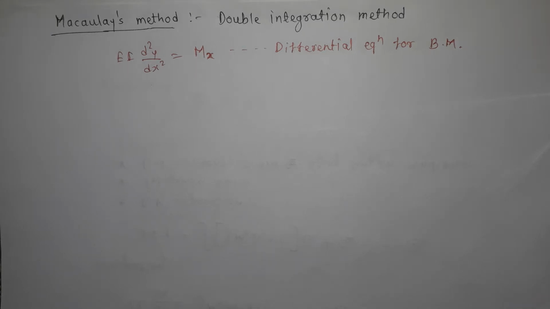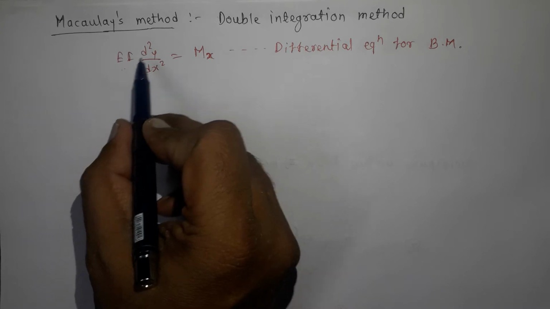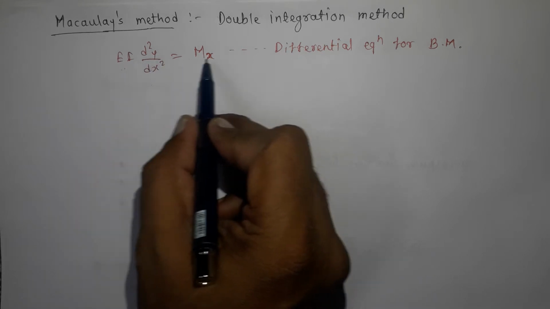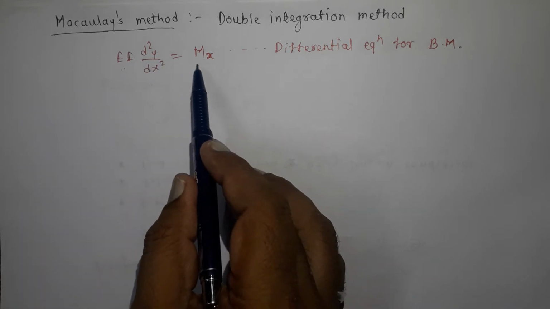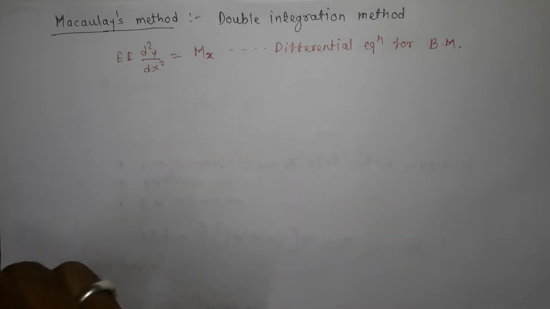Macaulay's method, which is also called the double integration method. In this method, in the first step, we write the differential equation for bending moment. The differential equation for bending moment is given as EI d2y by dx square is equal to Mx, in which Mx represents the bending moment at a section under consideration.